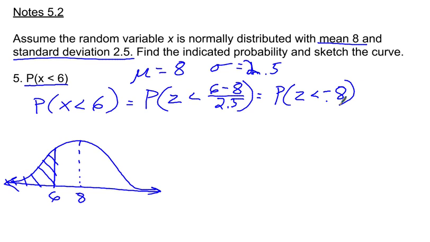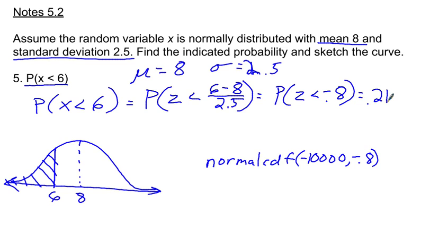On the calculator, we do normalcdf, and since we're looking at less than negative 0.8, we enter negative 10,000, comma, negative 0.8. And this gives us a probability of 0.2119.